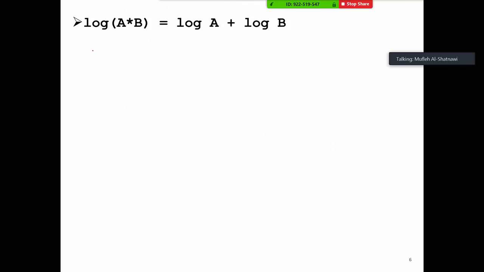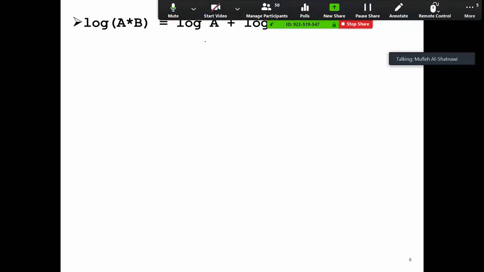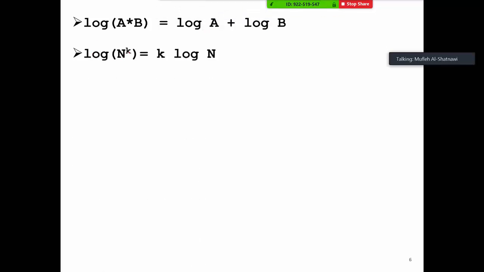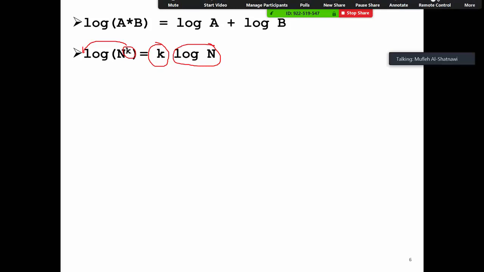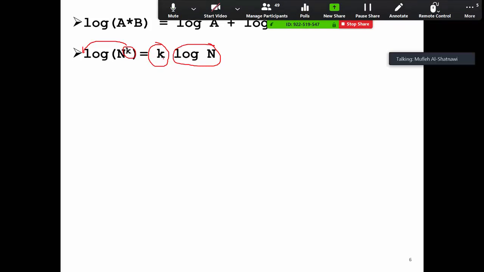Now, there's some arithmetic and math review about logarithm. If you take log of a times b, this is equivalent to log a plus log b. So the multiplication inside the logarithm is equivalent to addition of two independent logarithms. If you take a logarithm of n to the power k, this is equivalent to k log n. So you can take the exponent outside the logarithm, and it becomes k log n.